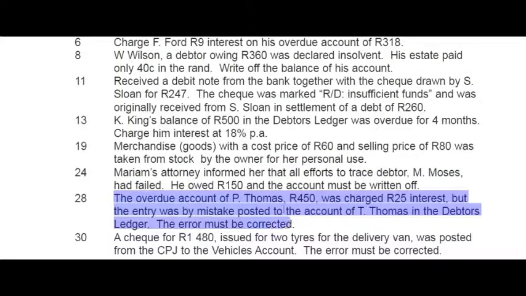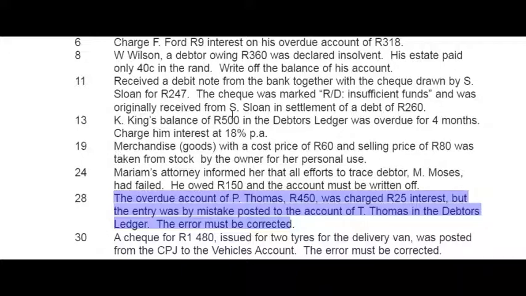Then the next transaction took place on the 28th. It says the overdue account of P. Thomas, 450 Rand, was charged 25 Rand interest. But the entry, which entry? The interest entry, was by mistake posted to the account of T. Thomas in the debtors ledger.